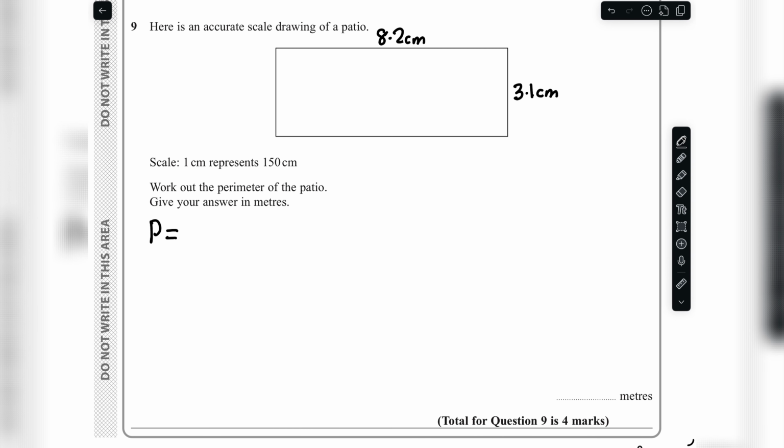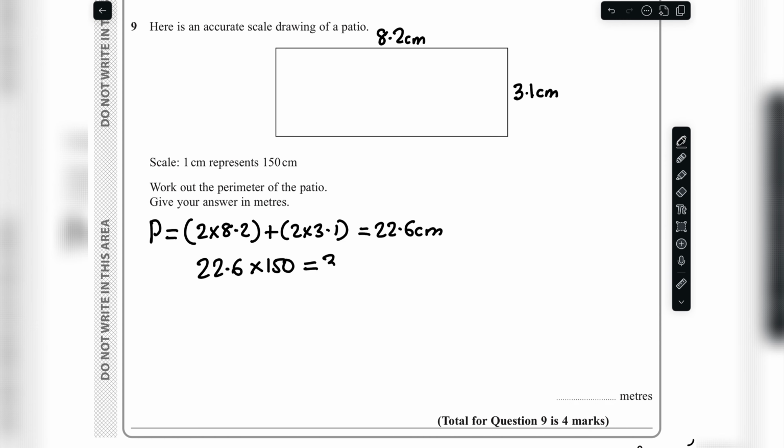So the perimeter of our patio can be obtained by multiplying 2 by 8.2 plus 2 times 3.1, and that gives us a value of 22.6 centimeters. And given that 1 centimeter represents 150 centimeters, we can multiply 22.6 by 150, and that gives us a value of 3,390 centimeters. And given that 100 centimeters equals 1 meter, in order to convert this into meters, we need to divide this value by 100. And when we do that, we get a value of 33.9.